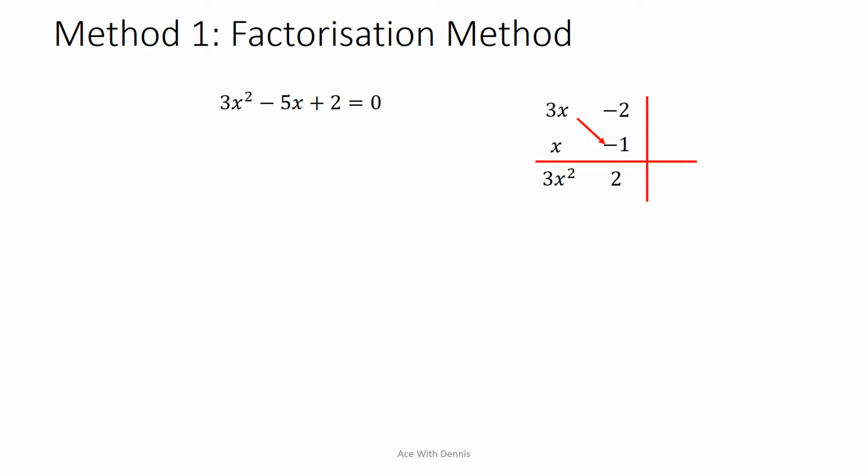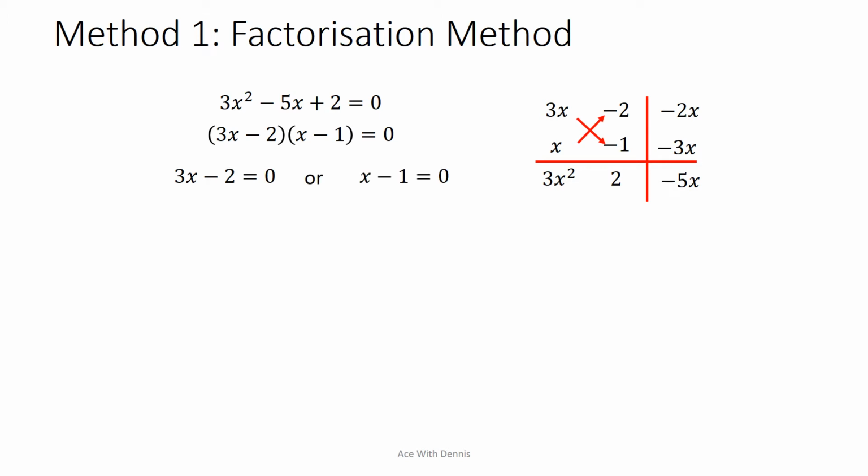Then we cross multiply the numbers, 3x times negative 1, I get negative 3x, x times negative 2, I get negative 2x, and I add these two numbers together, I get negative 5x. Therefore, the factors for this equation are 3x minus 2 and x minus 1. Hence, 3x minus 2 equal to 0, or x minus 1 equal to 0, x equals 2 over 3, or x equals 1.